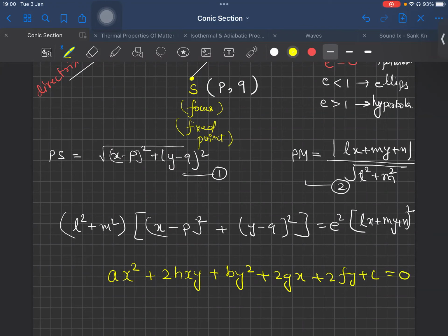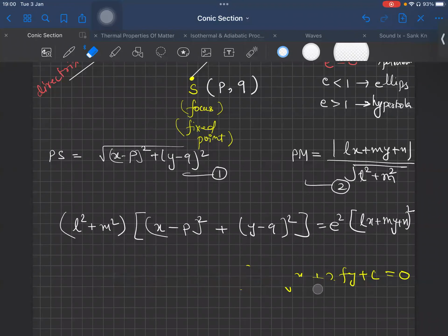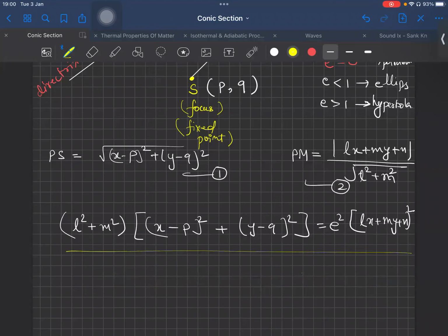Now it depends upon the value of e, or just forget this because it is being too complicated. So this is the general equation of any conic section. If you know the directrix, from the directrix you will get the values of L and m, right? From the focus you will know p and q, and eccentricity, if it is equal to 1, then it will be a parabola. If it is less than 1, it will be an ellipse. If it is greater than 1, it will be a hyperbola. So this is called the general equation of any conic section.